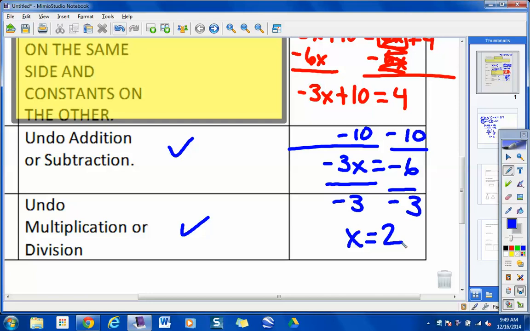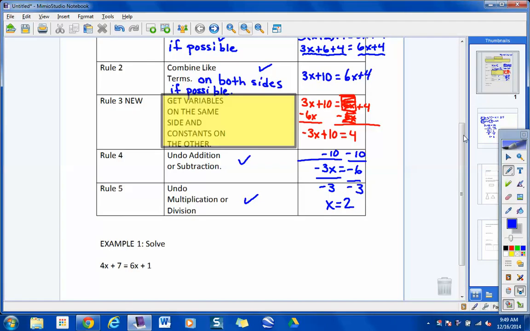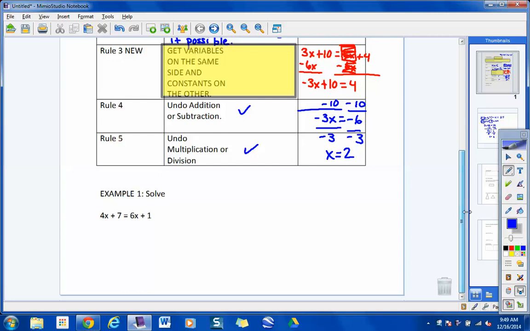I'm going to minimize. Let's try one together. Example 1. Let's check it out, kiddos. Solve 4x plus 7 equals 6x plus 1. I'm going to go right through the menu. Any parentheses? No. Do I need to distribute them? No. Look on the left side. 4x plus 7. You got it? Can I combine anything there? How about now? Can I combine anything here? Done. So I'm at step 3 now, right?